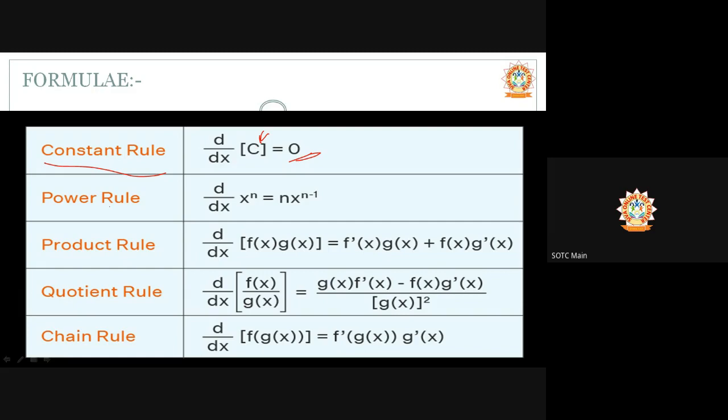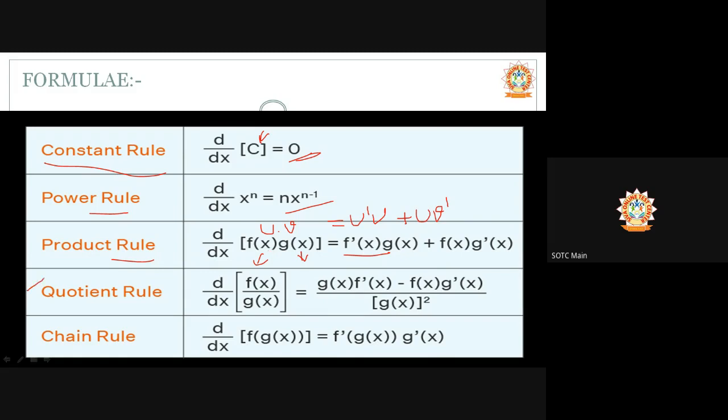Right? Next, power rule, that is d by dx of x power n is n into x power n minus 1. Next, product rule, d by dx of f of x into g of x, or you can also write d by dx of u into v, that is equal to u dash v plus u v dash. Right? Or we can say f dash of x into g of x plus f of x into g dash of x. ఒకసారి దీన్ని డిఫరెన్షియేట్ చేసి దీన్ని సేమ్ అలాగే ఉంచుతాము, తర్వాత నెక్స్ట్ టైంలో ప్లస్ యాడ్ చేసి దీన్ని డిఫరెన్షియేట్ చేసి దీన్ని అలానే ఉంచుతాం. That is the thing only.